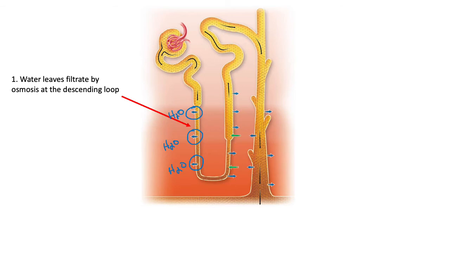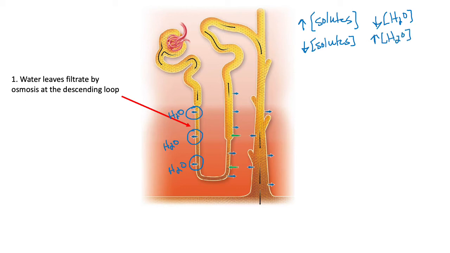Remember that if water is leaving by osmosis, there is an inverse relationship between solutes and their concentration and water concentration. So remember, for example, if you have high concentration of solutes, you have low water, and vice versa. If you have low concentration of solutes, you have high water. So if water is leaving the nephron, that means water concentration in the nephron is high compared to the environment, compared to the interstitial fluid, it's low.